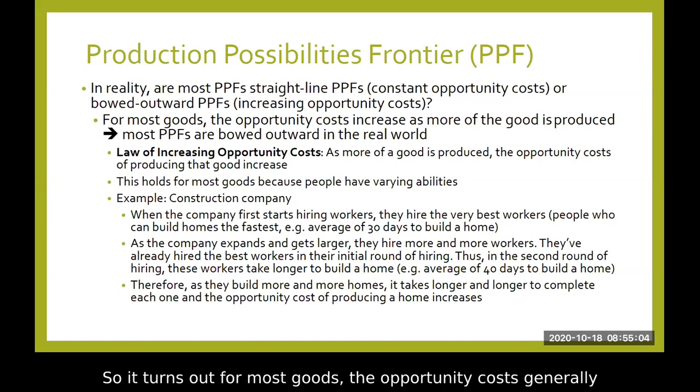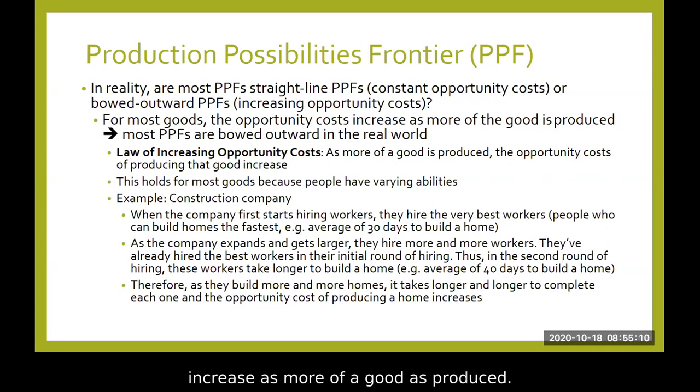So it turns out for most goods, the opportunity costs generally increase as more of a good is produced. So most PPFs in the real world are bowed outwards. And this gives the definition of the law of increasing opportunity costs, which states that as more of a good is produced, the opportunity cost of producing that good increases.